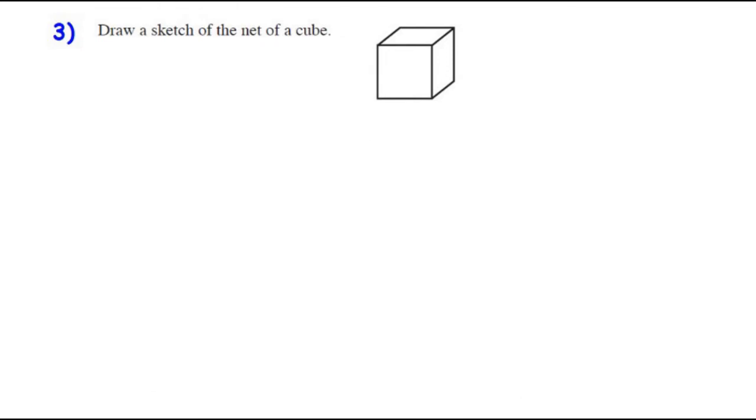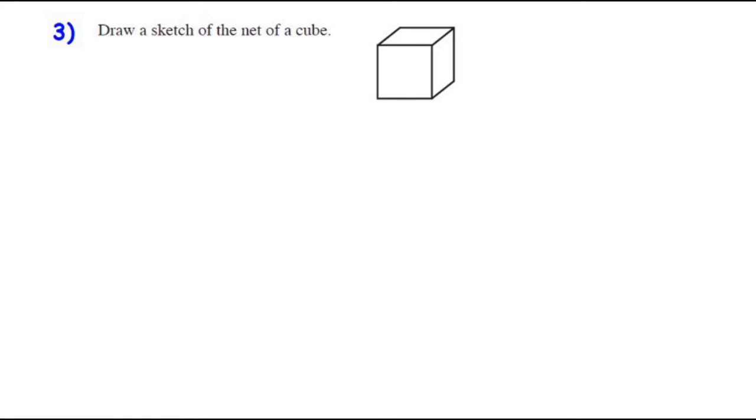Okay, so the next question, it says to draw a sketch of the net of a cube. So it hasn't given us any dimensions, it doesn't say to make it 2 centimeters, so we just need to draw a sketch of the cube. Obviously you'll need to use a ruler and a pencil. So what do we know? Well, if it's a cube, each side has got to be the same length. So however big you decide to draw it, it needs to be the same length for every side you draw.